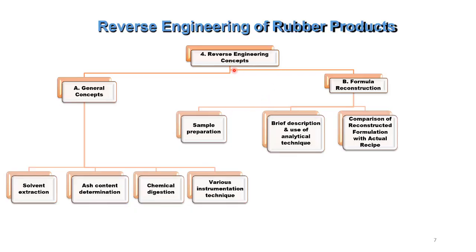In the reverse engineering concept, we have a general concept and the formula reconstruction. In the general concept, first we extract the solvent, then ash content is determined, and chemical digestion and various instrumentation techniques are used later on. In the formula reconstruction, we have sample preparation, then a brief description and use of analytical techniques, and then the comparison of the reconstructed formula with the actual recipe.